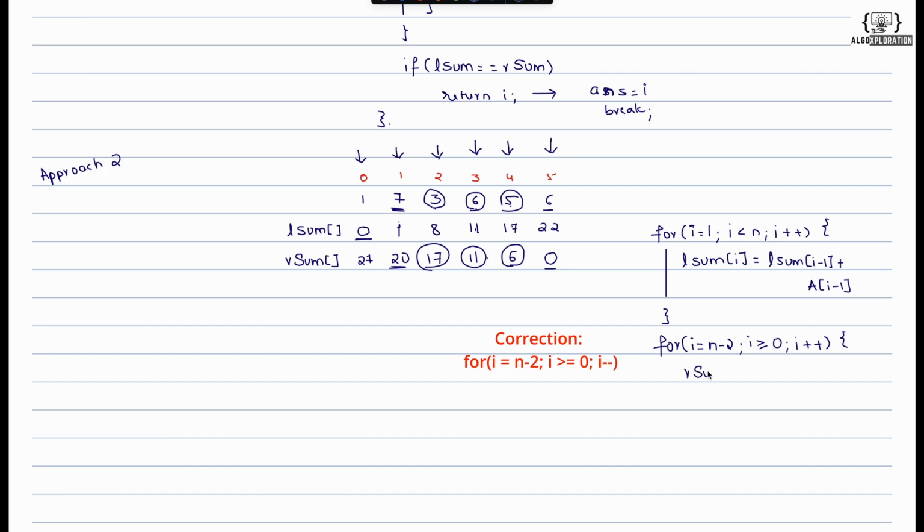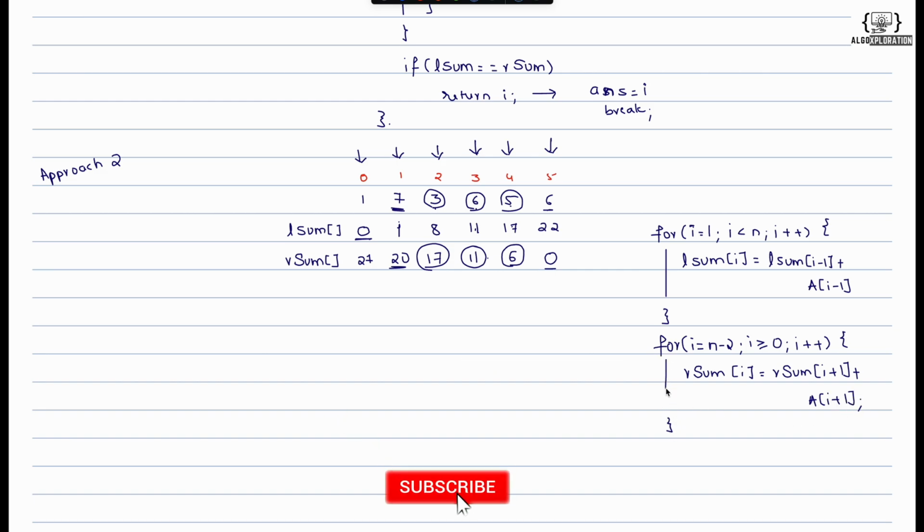Right sum of i will be right sum of i plus 1 plus a of i plus 1. Again, if you didn't understand, please try it by yourself. Now using this, we have calculated the right sum and left sum.